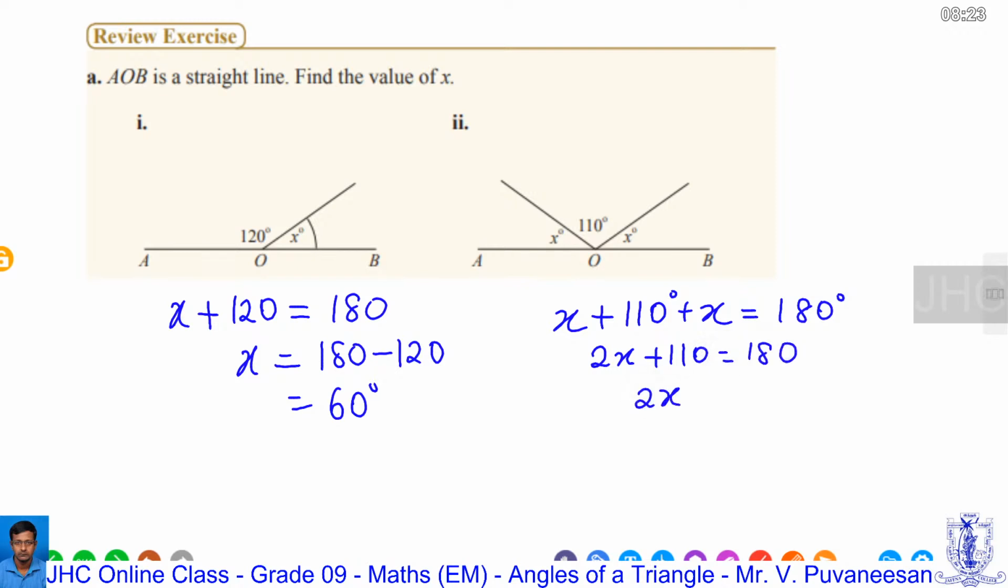2x, take 110 to other side, it becomes minus 110. So 2x is equal to 70 degree. X is equal, take 2 to other side, it's divide 70. X is equal to 35 degree. Okay, X is equal to 35 degree.